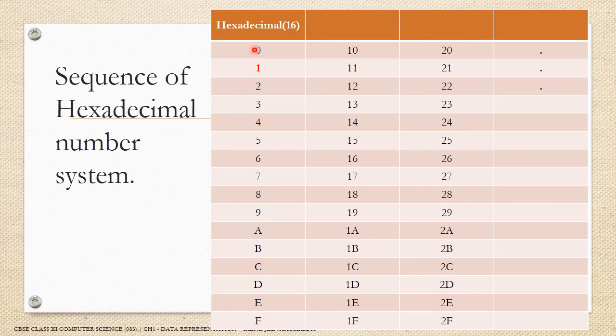So 2 and 0 will be 20, 2 and 1 will be 21, 2 and 2 will be 22. It goes on like that till 29. After 29, 2 and A will be 2A and 2 and B will be 2B. It goes on like that. This is the sequence of the hexadecimal number system.